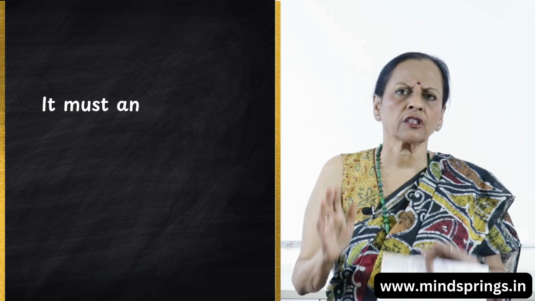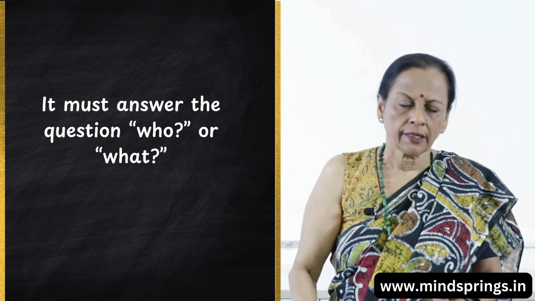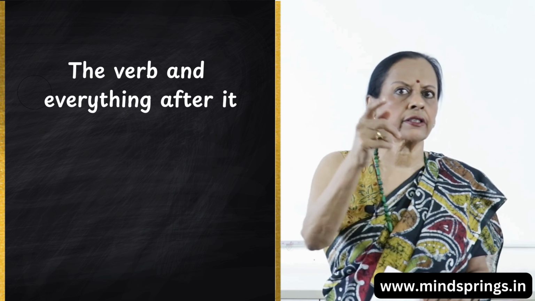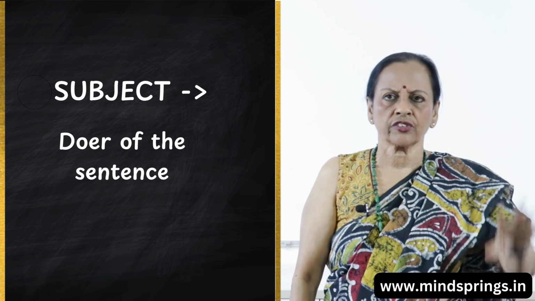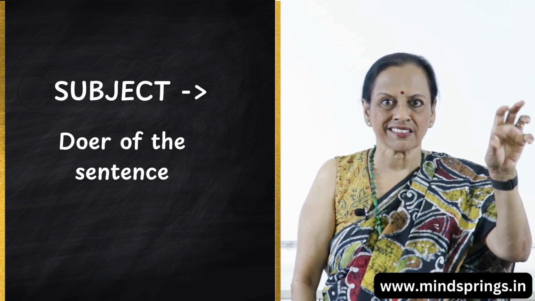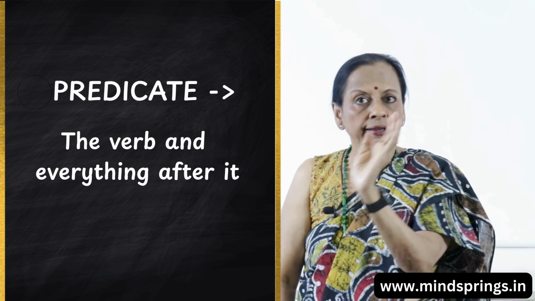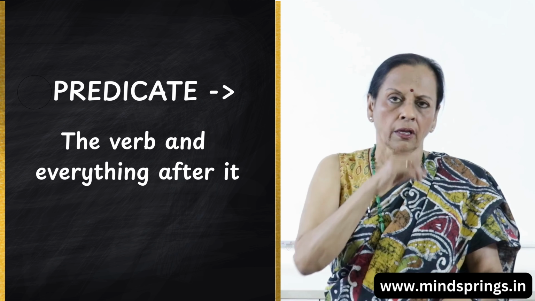The phrase can have adjectives or prepositional phrases, all kinds of things, but don't worry about it. It must answer the question who or what put to the verb. That is my subject. The rest of it, the verb and everything after it, is the predicate. The subject is the doer of the sentence. Subject is about whom the sentence is. And the verb and everything after it is going to be the predicate.